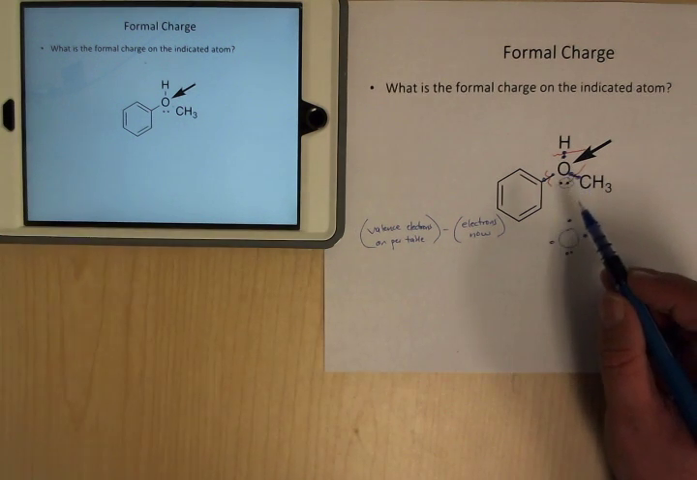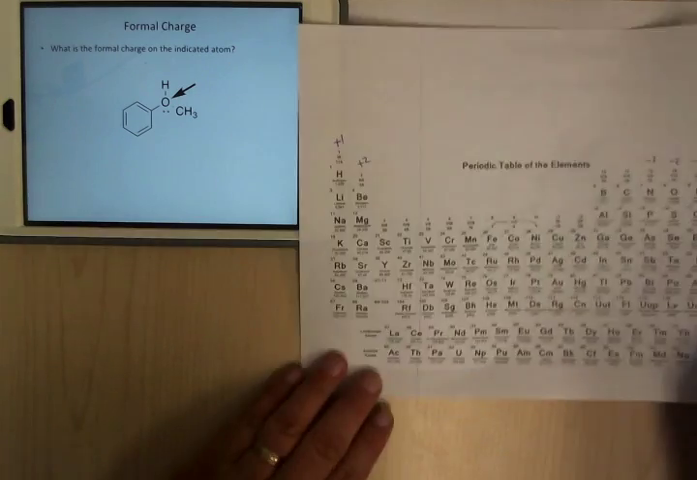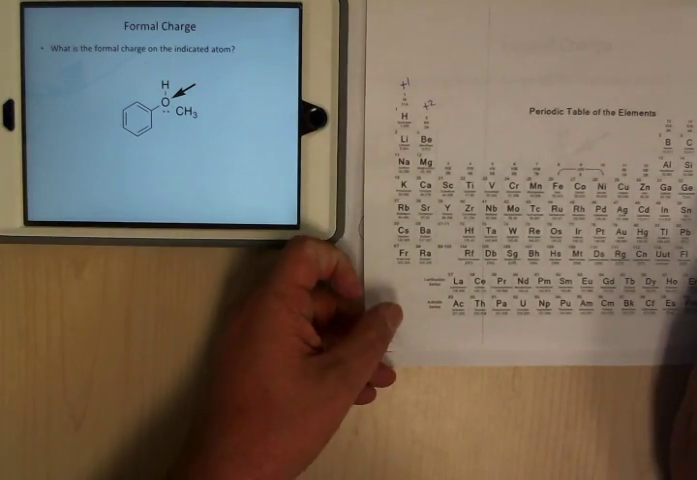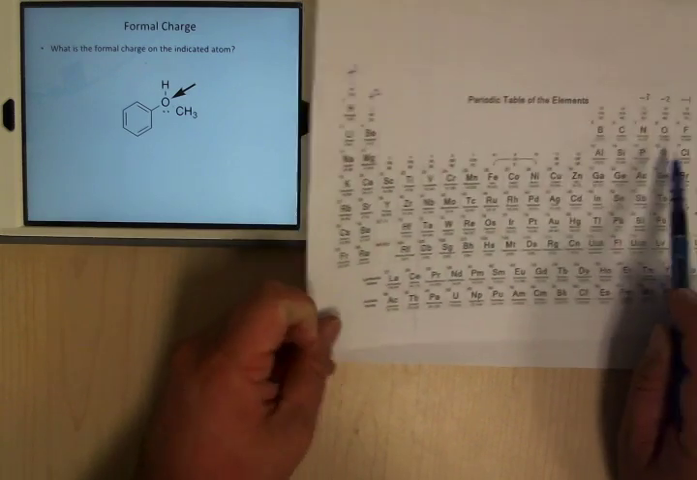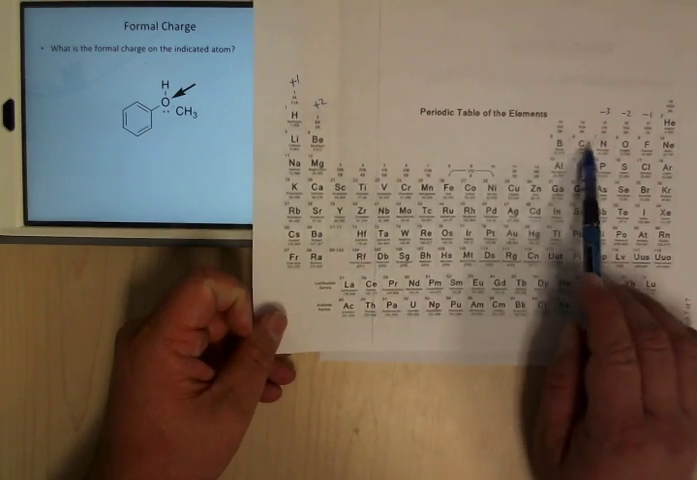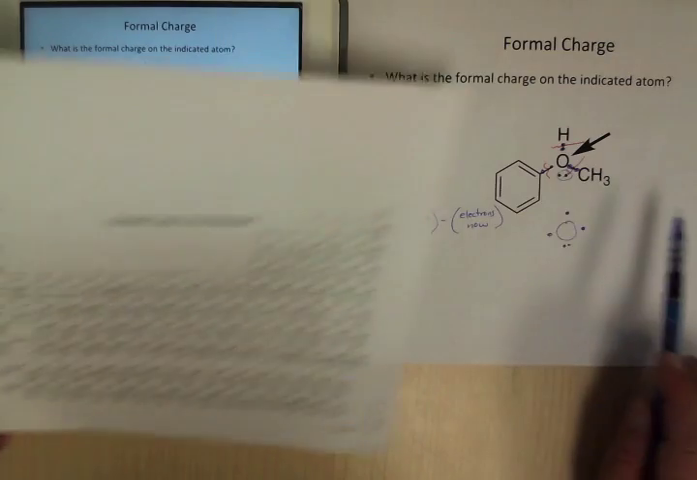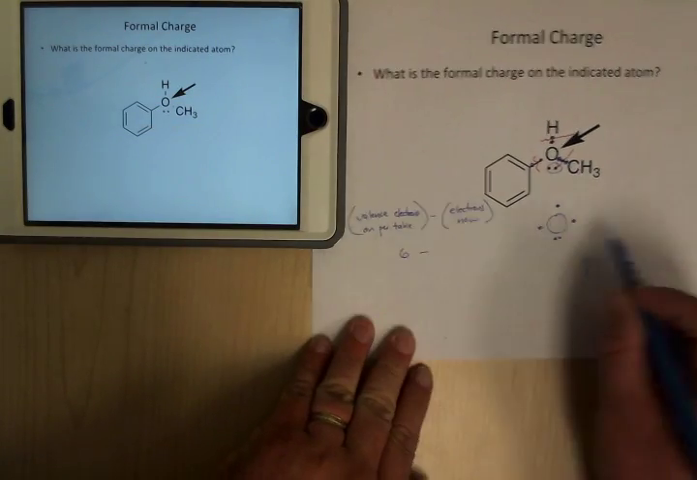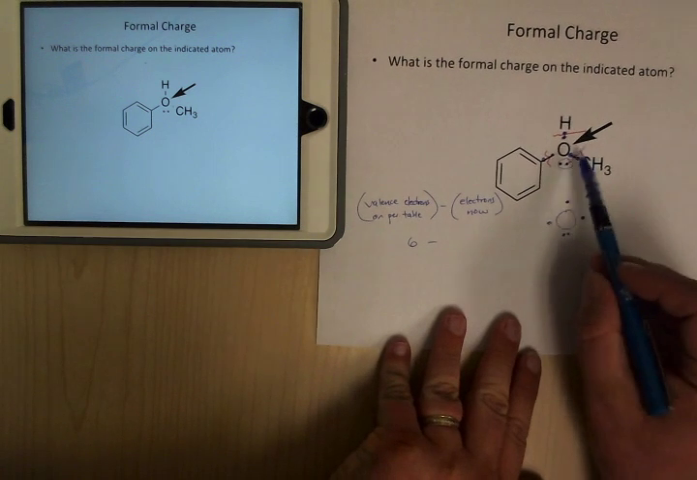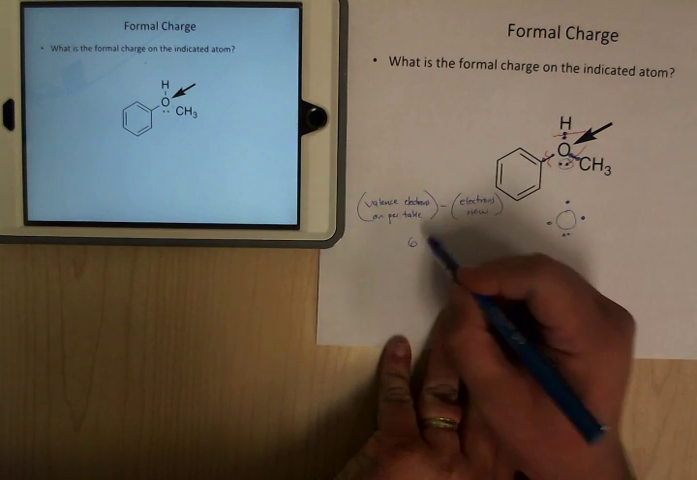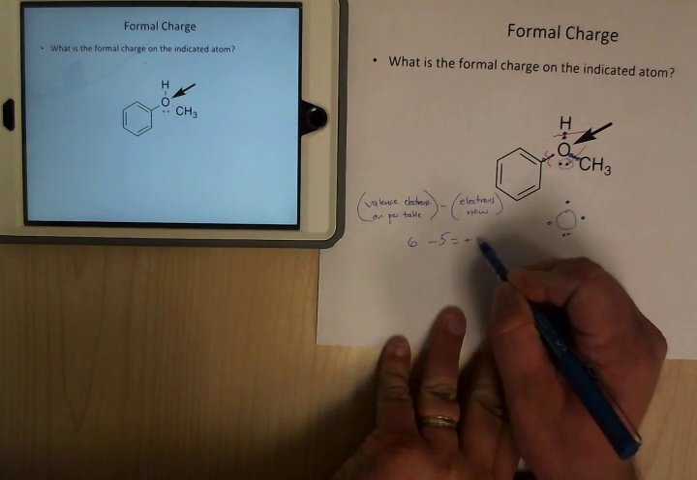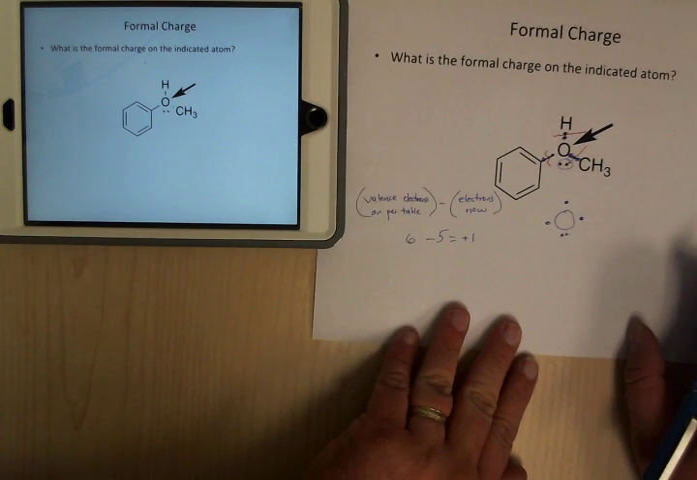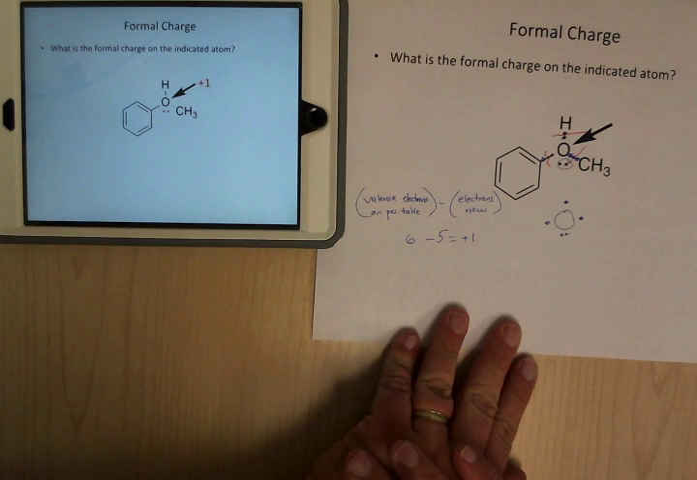How many electrons would oxygen normally have? Well, you just count over on the periodic table: 1, 2, 3, 4, 5, 6. That's what it normally has. Minus what it has now, which is 1, 2, 3, 4, 5. So the formal charge is plus 1. That's about the easiest way to do this. So plus 1.